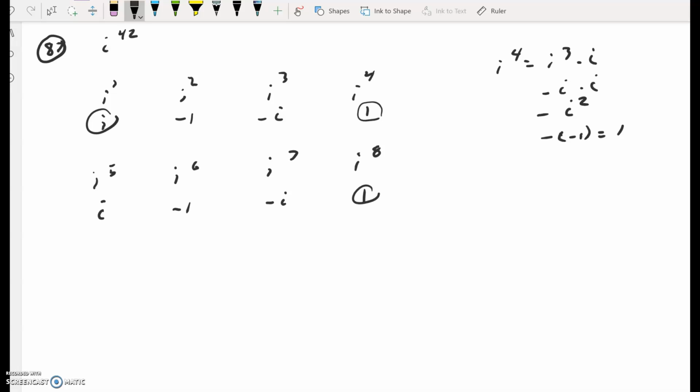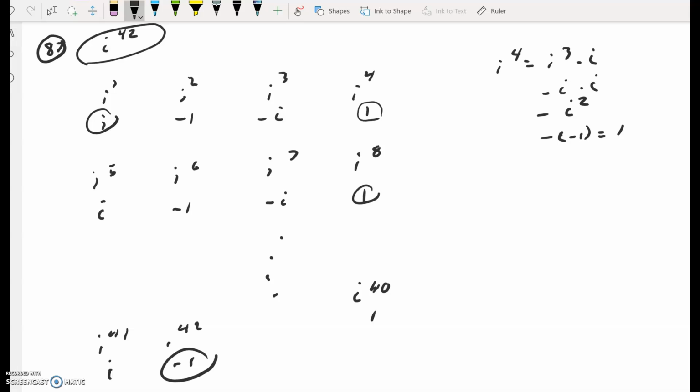And so if I want to know the 42nd power, I'm going to know that i to the 40th power is 1. And then i to the 41st power would be i, and i to the 42nd power would be negative 1. So i to the 42nd power is negative 1. There's fancier ways to do this, but I think for us, for now, that's pretty good.